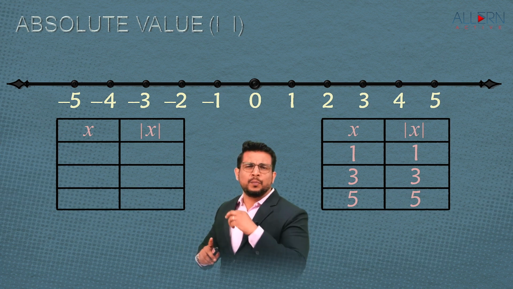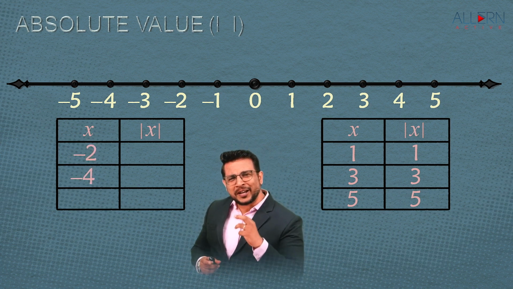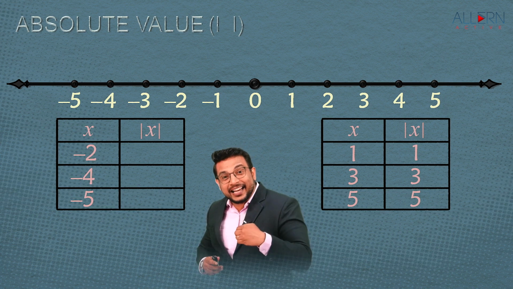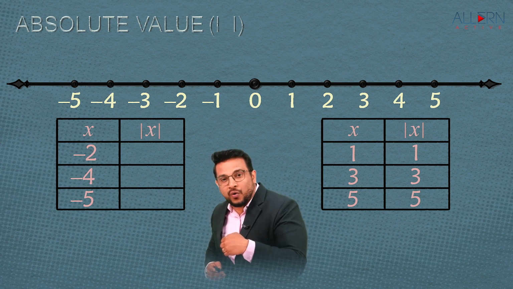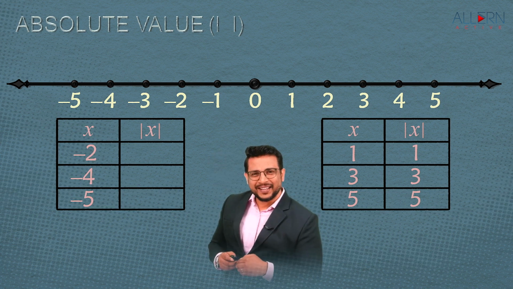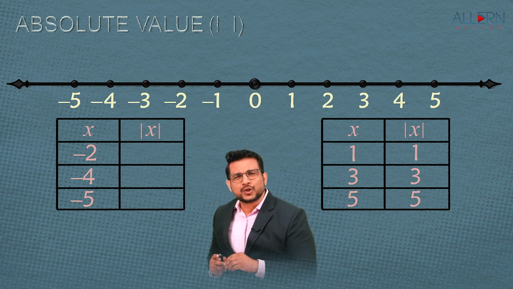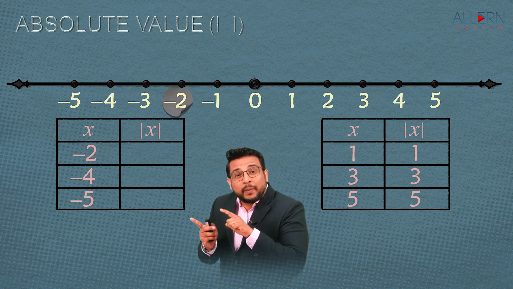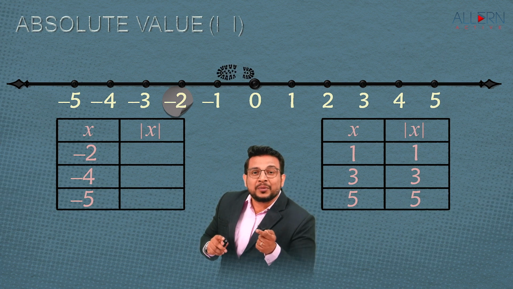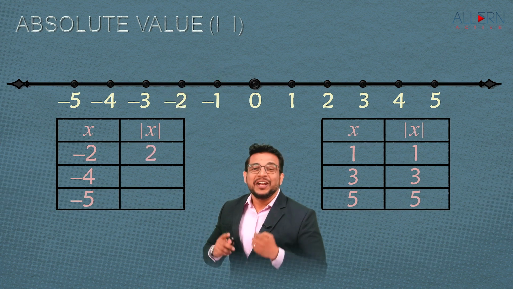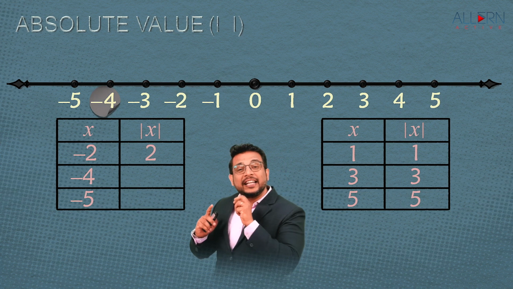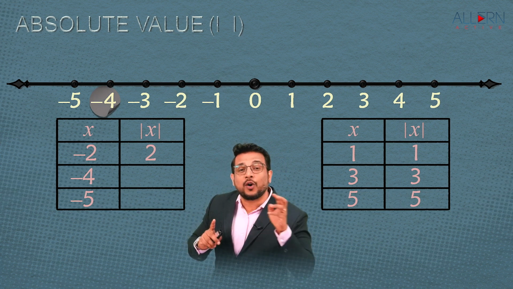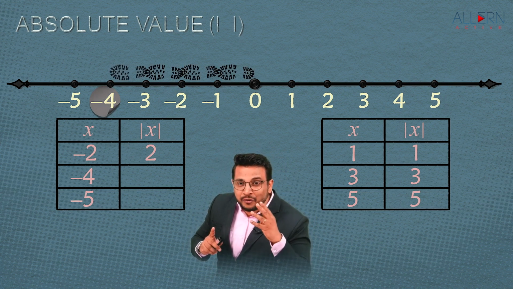Let me give you a few more real numbers. Observe that, that is minus 2, minus 4 and minus 5. You will see, yes, these real numbers are less than 0. Okay, because they are negative. Okay, let's see what's the modulus of minus 2. Modulus of minus 2, that means the distance of minus 2 from 0 on a number line. How much is that? It's 2. Very good. Modulus of minus 4, that means the distance of minus 4 from 0 on a number line. How much is that? It is 4.